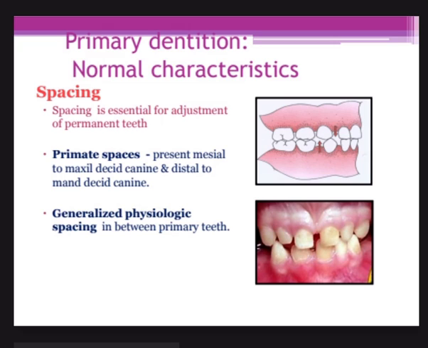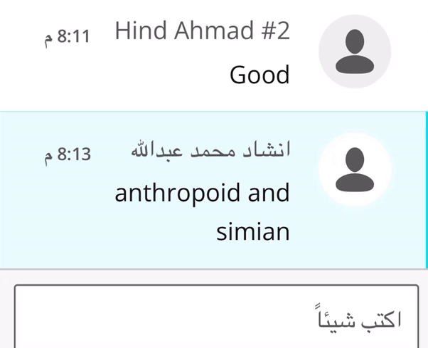Okay, all the other spaces are called generalized physiological spacing. Okay, so this you have to keep in mind. And primate spaces are known by other names like anthropoid spaces. I'll just type it in the chat box for your reference. Anthropoid spaces as well as simian spaces. Okay, these are the other names. I think it is there in the PDF. Okay, so other names for primate space are anthropoid spaces or simian spaces. Okay, so keep this in mind.